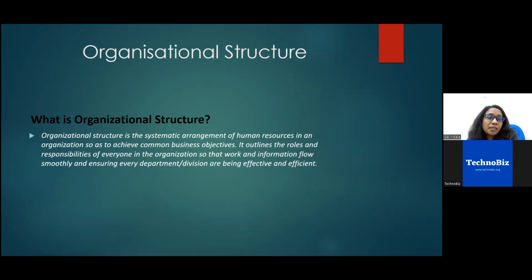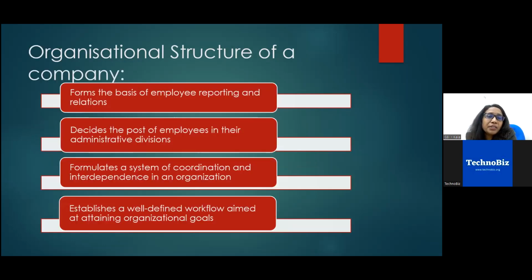So this organizational structure is a systematic arrangement of human resources in an organization so as to achieve common business objectives. It outlines the roles and responsibilities of everyone in the organization so that the work and the information flow smoothly, ensuring every department and division is effective and efficient. Organizational structure of a company.